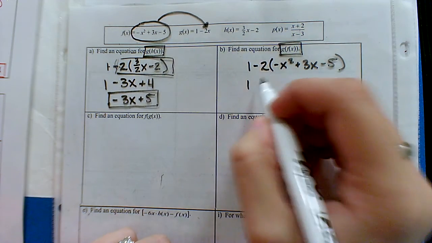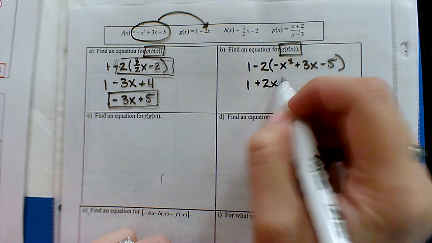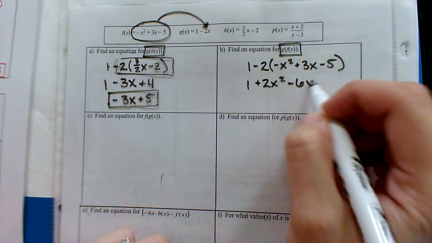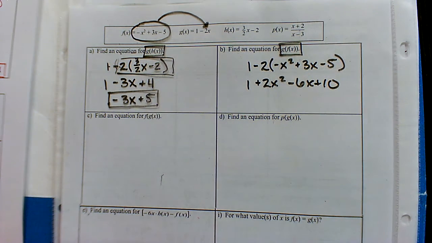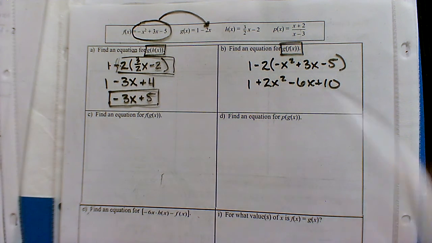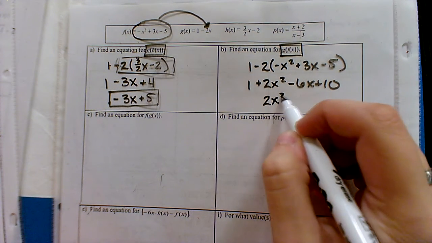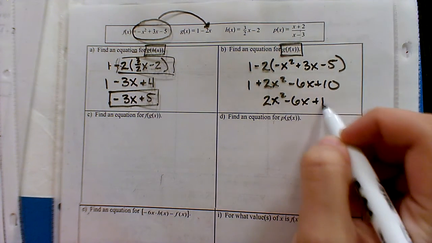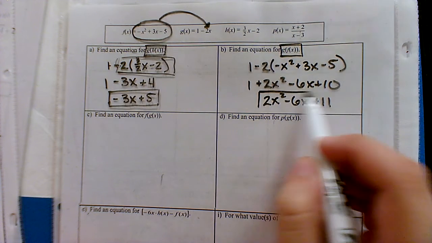We have to do that distribution first. So multiply in the -2. All the parentheses are gone, so let's take a look at some like terms. We can only combine the 1 and the 10, so it'll give us 11.